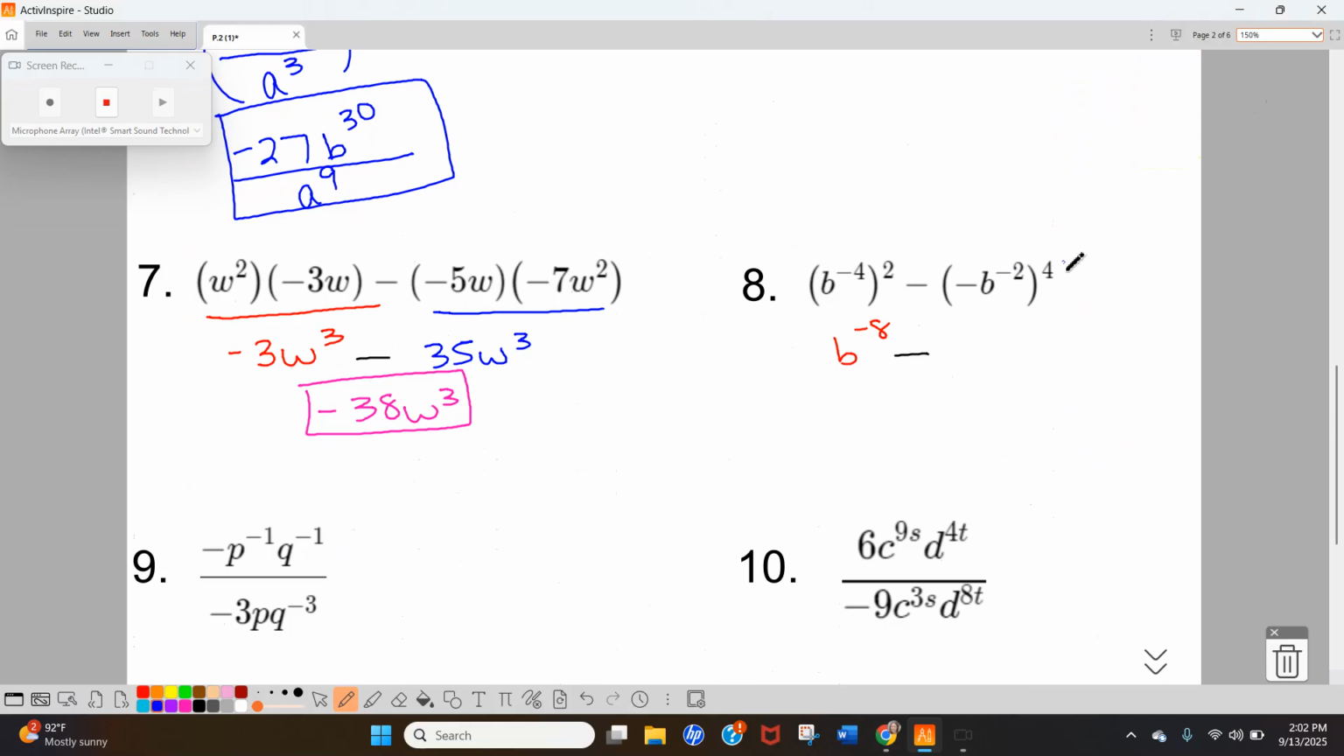So a negative raised to the 4th, anything that's negative raised to an even power is going to turn positive. So I brought this down, but then this becomes positive because it's to an even power. And then we have multiply -2 and 4, and you get -8. So now it's something minus itself, and anything minus itself is 0.